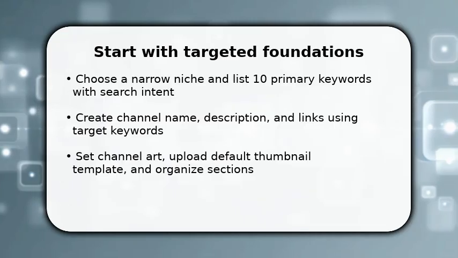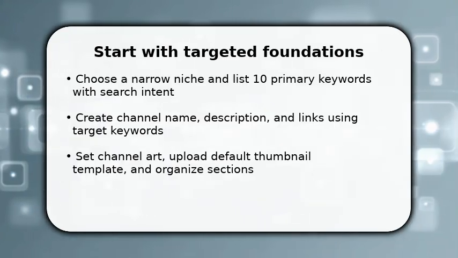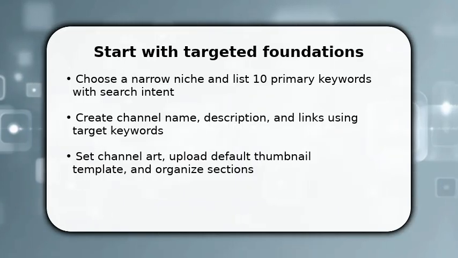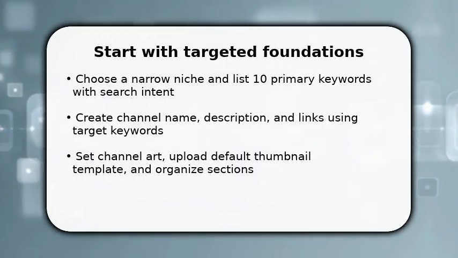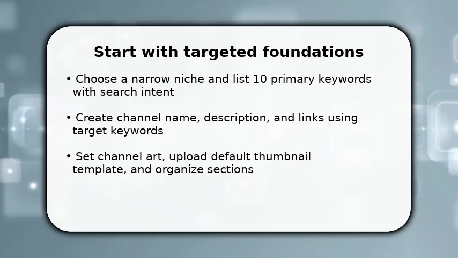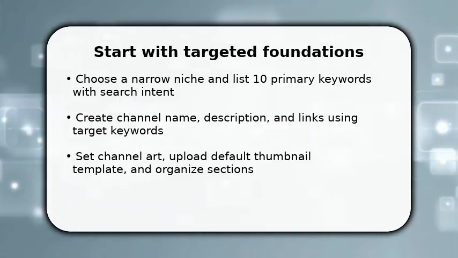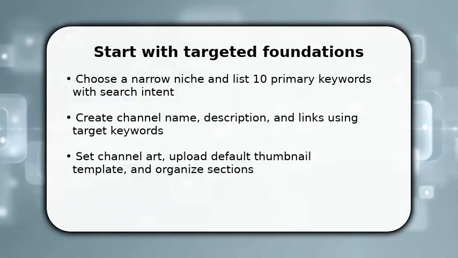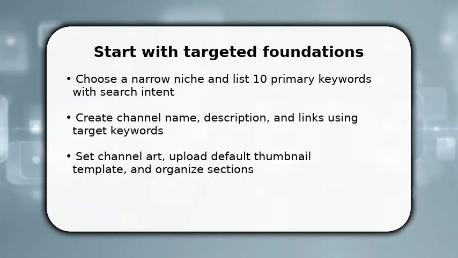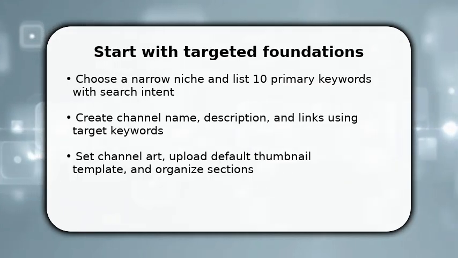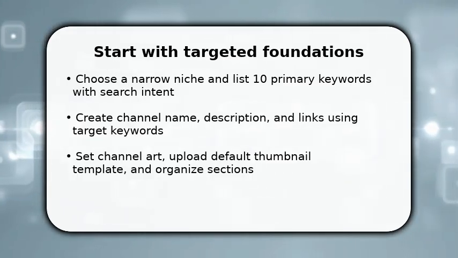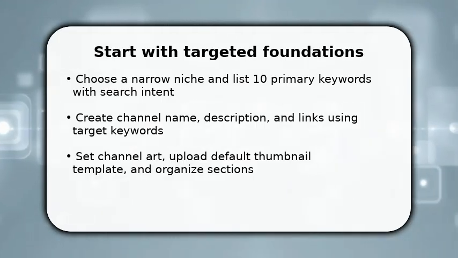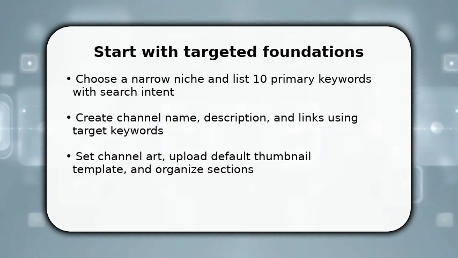You begin by locking in a focused niche and a short list of 10 target keywords that match viewer intent. This guides every choice. Once done, name the channel and write a keyword-rich description that explains value and includes 2-3 primary targets. Make a consistent thumbnail template and upload channel art so viewers recognize you. Then create playlists and default settings. These initial signals help YouTube understand your content and surface it to the right audience.